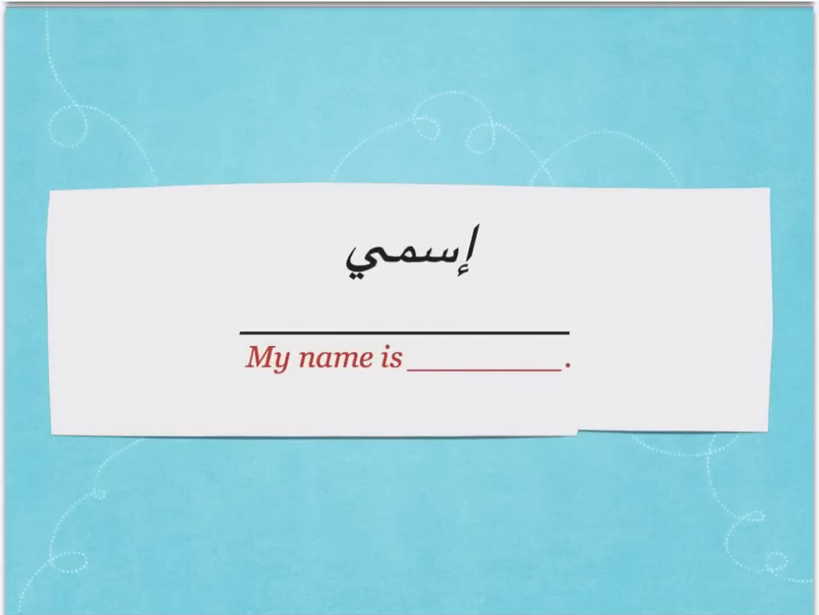Ismi means my name is, and it's the same for a male or for a female. You just begin with the aleph, and you'll notice that it has a hamza on the bottom, which gives it that I sound, ismi. So it's aleph followed by sin, mim, and a ya at the end. Take a minute or so and try to write your name in Arabic. See if you can figure out how to write your name.